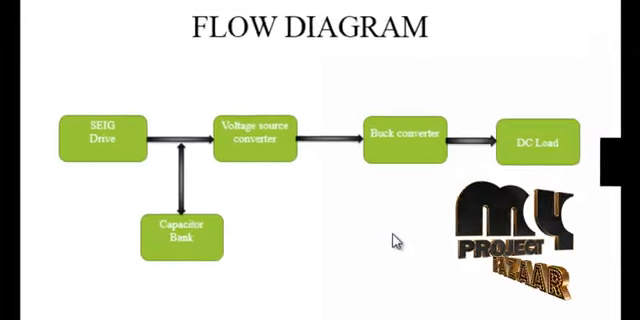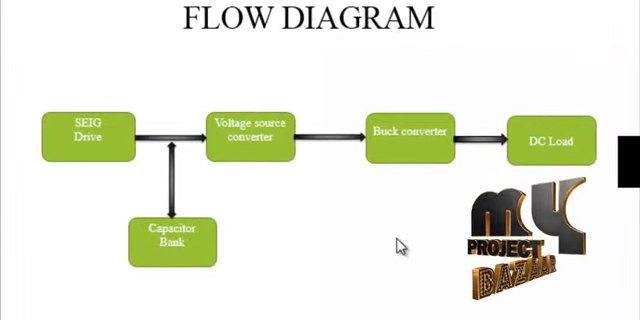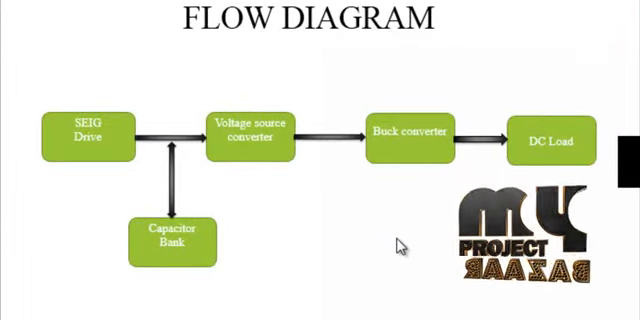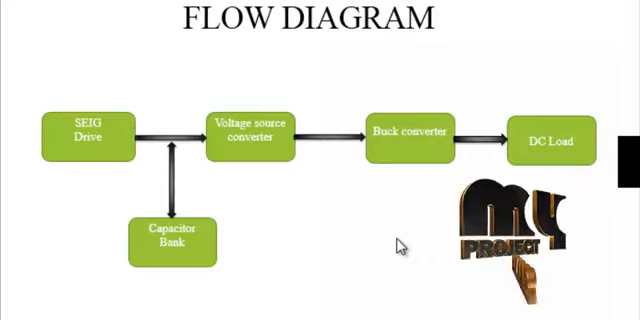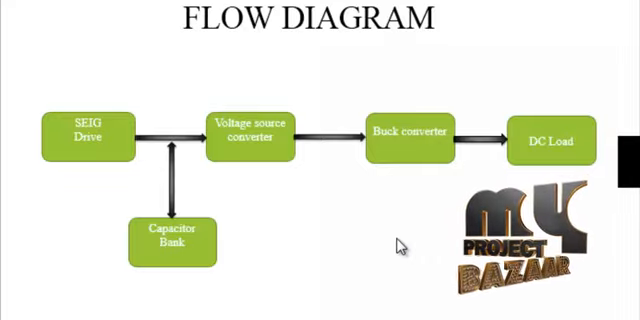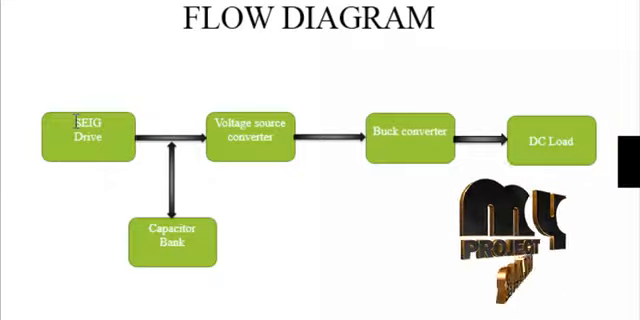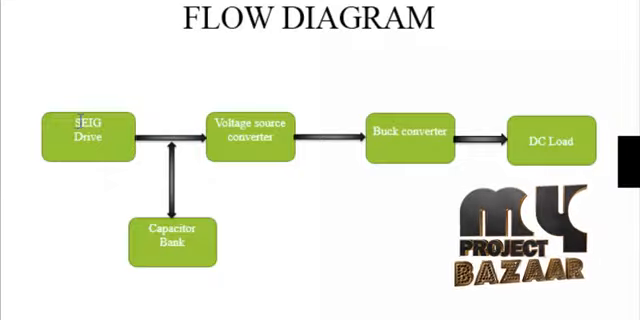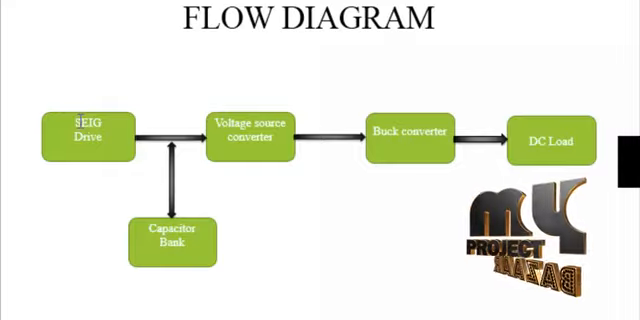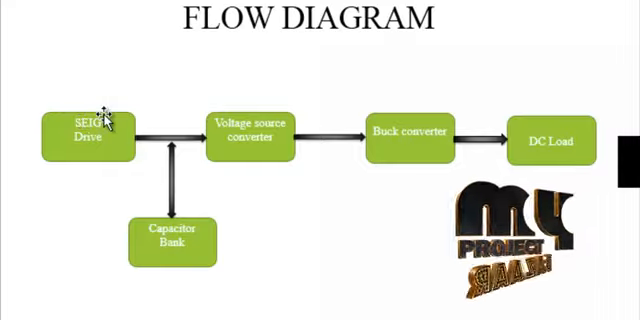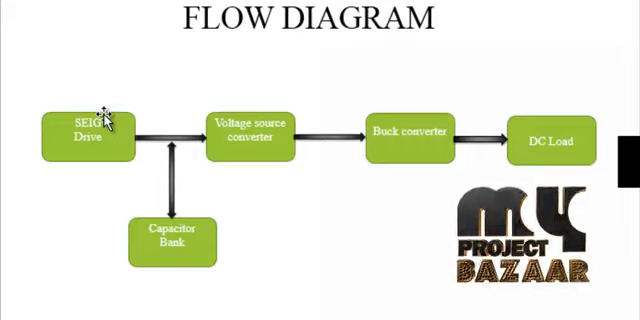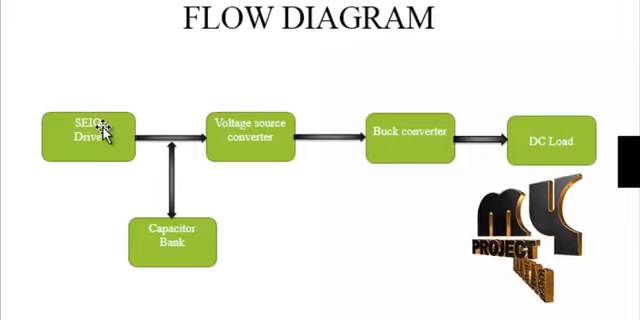Now we are going to discuss the flow diagram of our project. First, we see the self-excited induction generator. The self-excited induction generator has an inner block of a DC motor and an induction generator. It is a compound coupled process. The DC motor is coupled to the induction generator and runs it, automatically generating AC power.